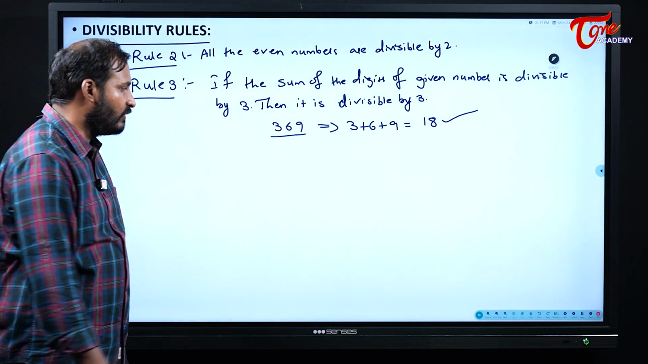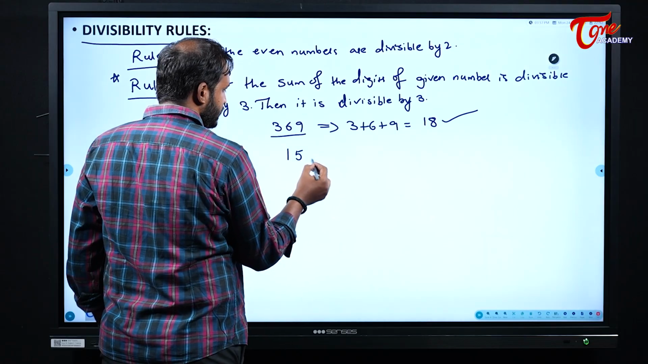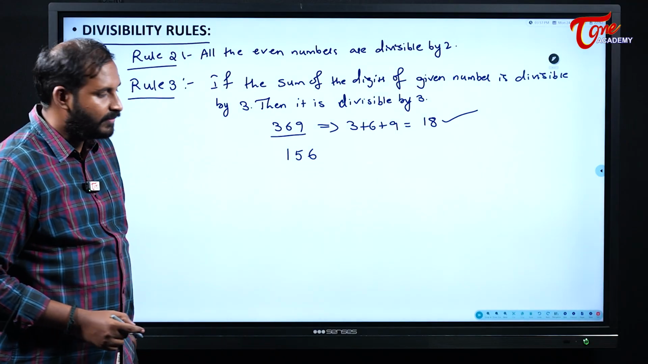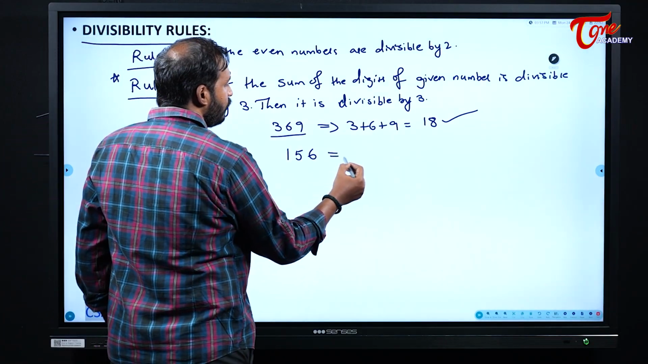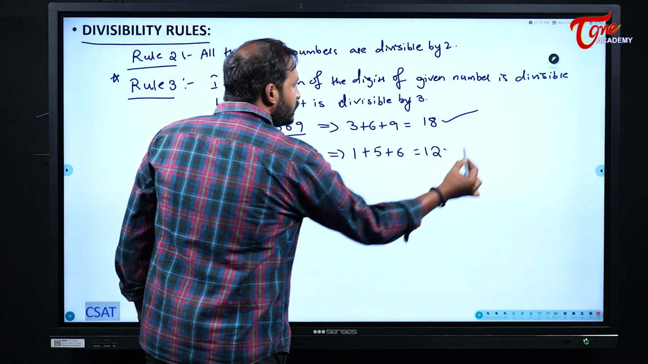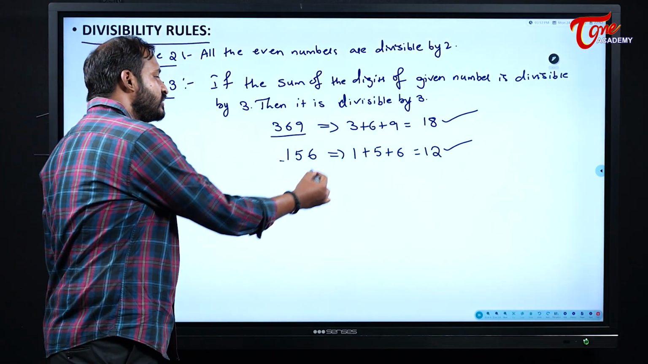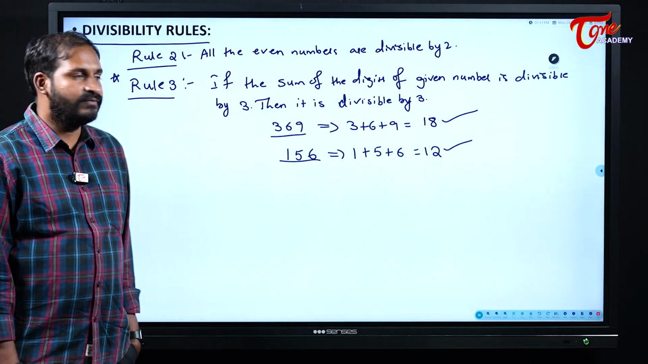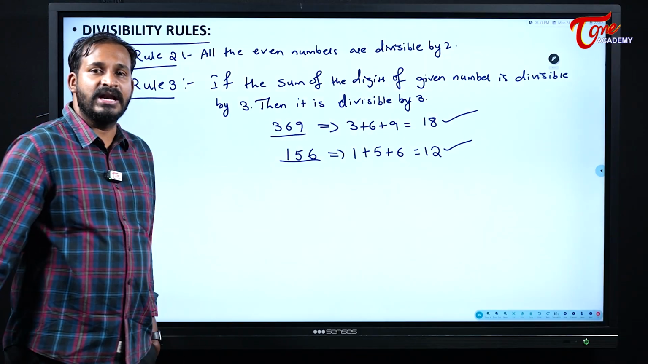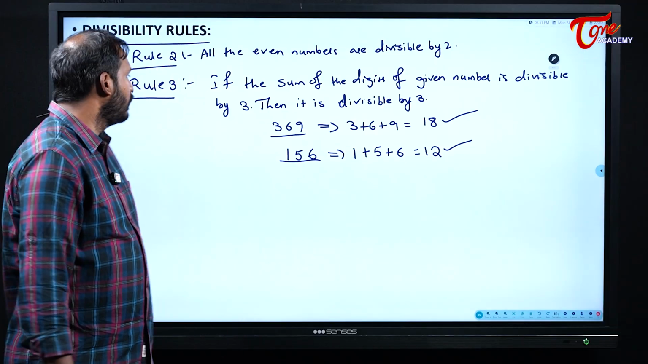For example, if I have one more number, something like 156. Whether it is divisible by 3 or not, what will I do? 1 plus 5 plus 6. What does it become? 12. So 12 is divisible by 3, then the entire 156 is also divisible by 3. In this manner, we will check whether the given number is divisible by 3 or not. Okay, next.